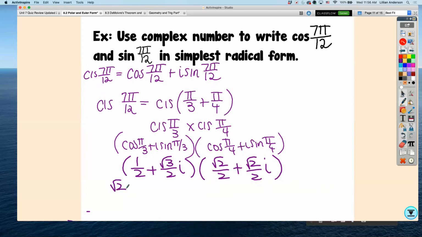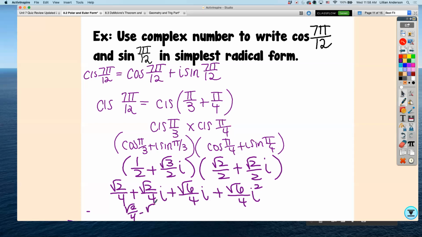So this will give me root 2 over 4 plus root 2 over 4 i plus, what's root 3 times root 2? Root 6 over 4 i, and then plus root 6 over 4 i squared. When I FOIL it out, what's i squared? -1. So technically, in simplest radical form, I need to combine my reals with my imaginaries. So root 2 over 4 minus root 6 over 4. Again, I get the minus from i squared.